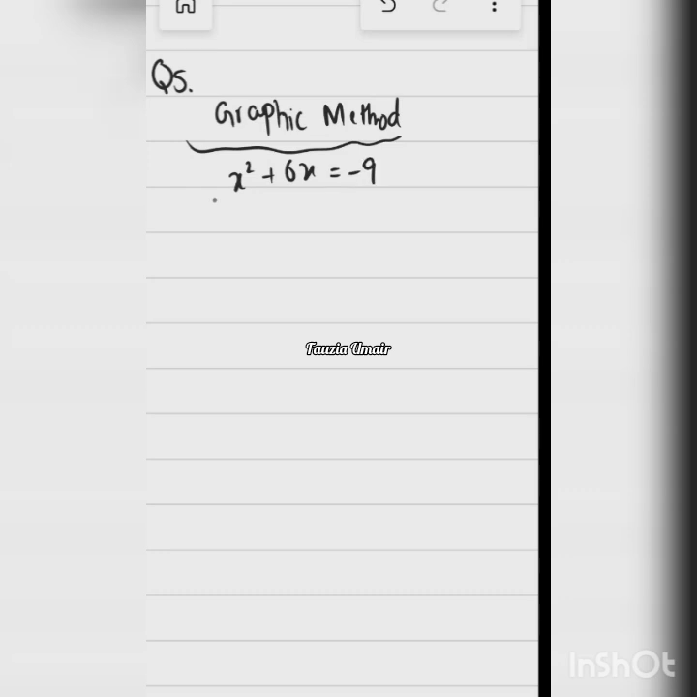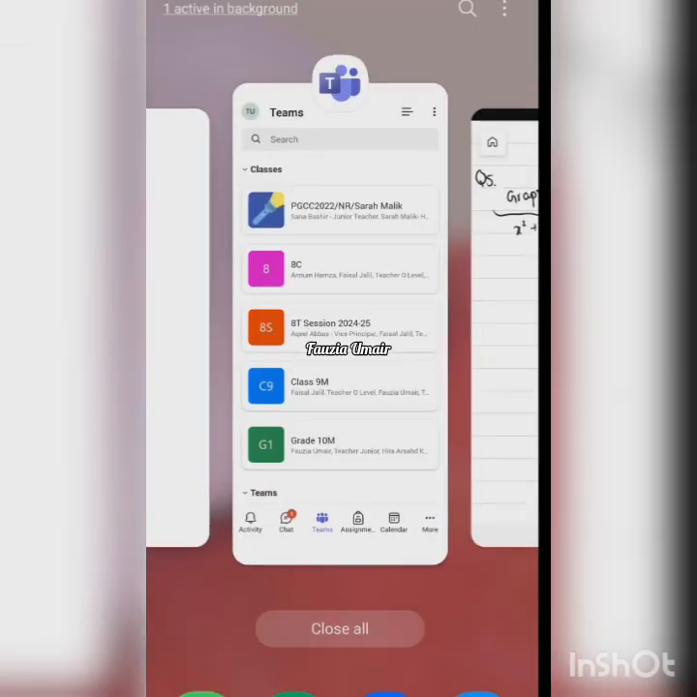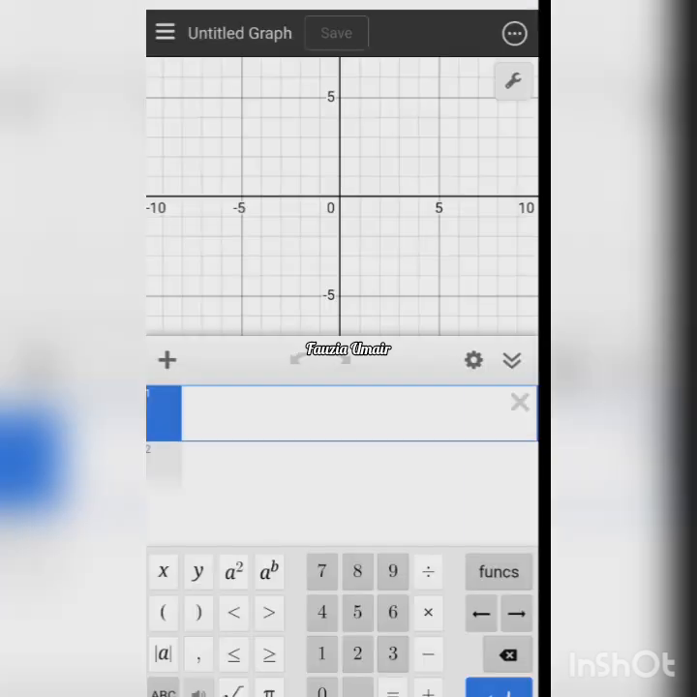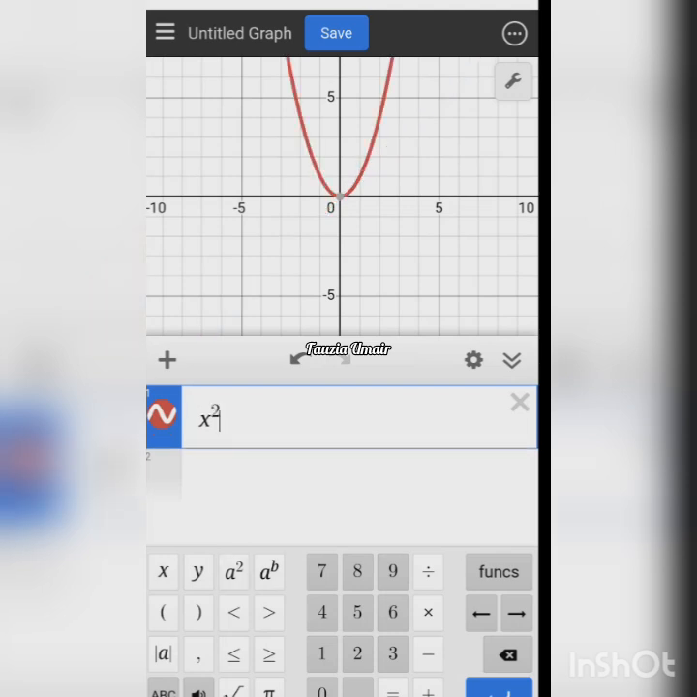All right. So I'm just using a graphic tool. I have already opened it. All right. It's an online website. It's Desmos. All right. So I will be using this tool to draw it. And when I will draw it, I will get the answers also. All right. So I'm writing question here. Question is x square plus 6x.